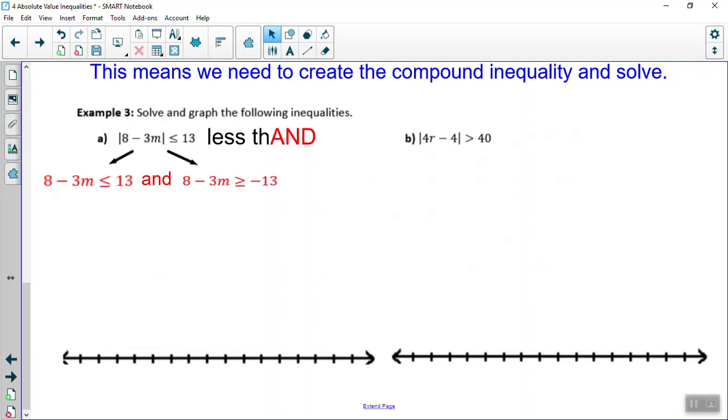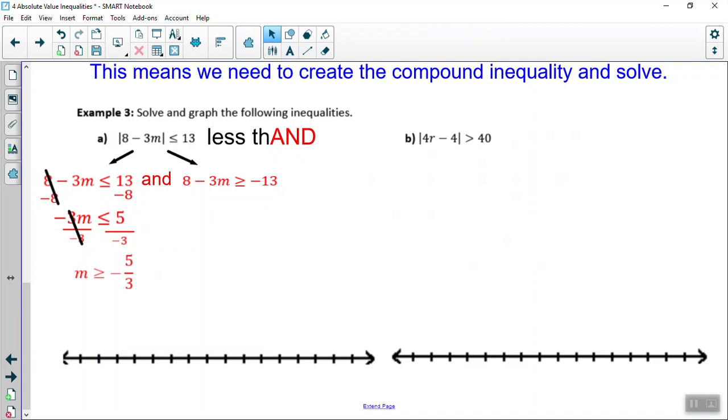All right, so let's go through and start solving this one. I need to isolate my variable, so I'm going to subtract 8 from both sides. Those cancel out. And we're left with -3m is less than or equal to 5. Now I can divide both sides by -3. Remember, when we divide by a negative number, that flips this middle side. So we end up with m is greater than or equal to -5/3. Keep it as a fraction.